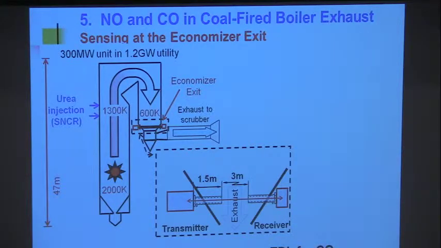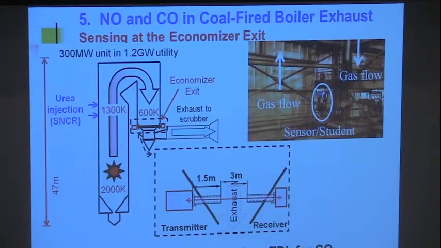At this point, we were using 2.3 microns for CO, and we're using 5.2 microns for NO. This was one of our very first quantum cascade lasers, QC. Dusty environment, up in the air, hot. In this case, however, there wasn't quite as much scattering as we had experienced elsewhere, 50 to 90% loss of light. We still had quite a bit.